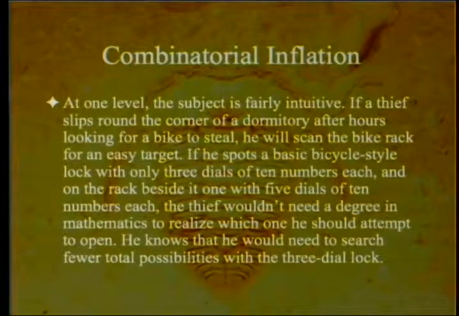At one level, the subject is fairly intuitive. If a thief slips around a corner of a dormitory after hours looking for a bike to steal, he will scan the bike rack for an easy target. If he spots a basic bicycle-style lock with only three dials of 10 numbers each, and on the rack beside it is one with five dials of 10 numbers each, the thief won't need a degree in mathematics to realize which one he should attempt to open. He knows that he would need to search fewer total possibilities with a three-dial lock. And of course, a one-dial lock would be even easier.